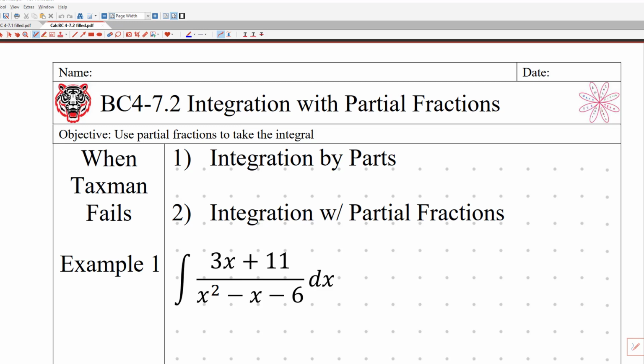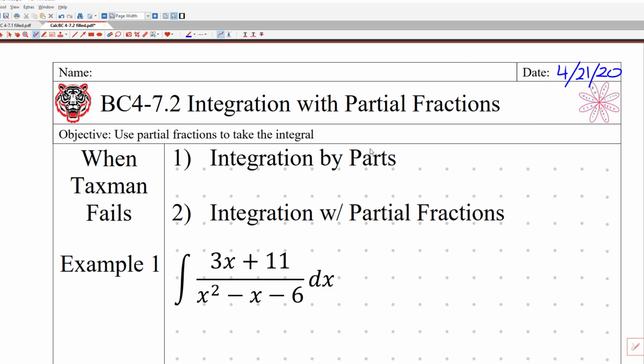This is AP Calculus BC, lesson 4-7.2, integration with partial fractions. So in 4-7.1, we just did partial fraction expansion, and now we're actually going to do the calculus. Today's date is Tuesday, April 21st, 2020. Our objective is simply to use partial fractions to take integrals.